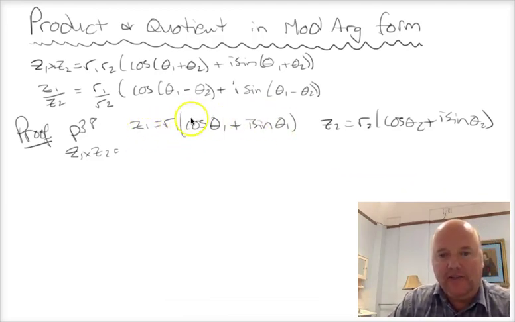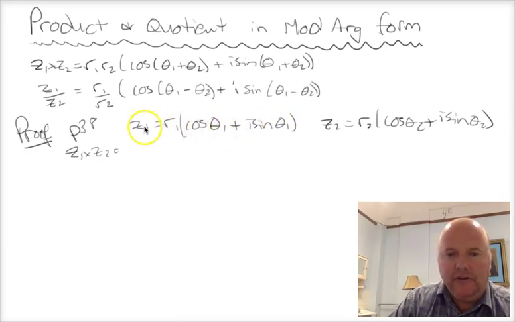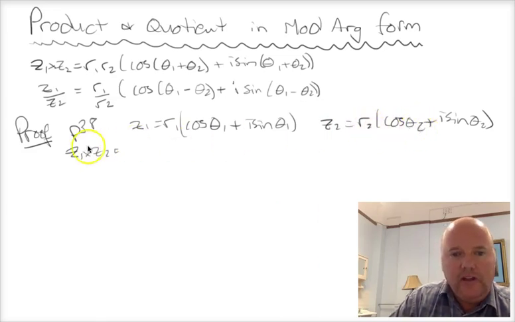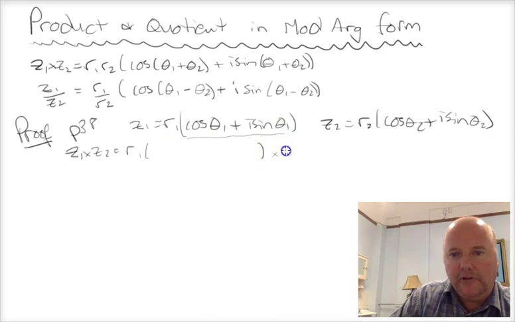So this is written in mod arg form. It might be written as r cis theta, but this is the same thing. Complex number 1 has modulus r1 and an argument of theta 1. Complex number 2 has modulus of r2 and argument of theta 2. So when you multiply them together, we're just going to multiply these two. So we'll write r1, I'm not going to write it all out, multiplied by r2, multiplied by all that.